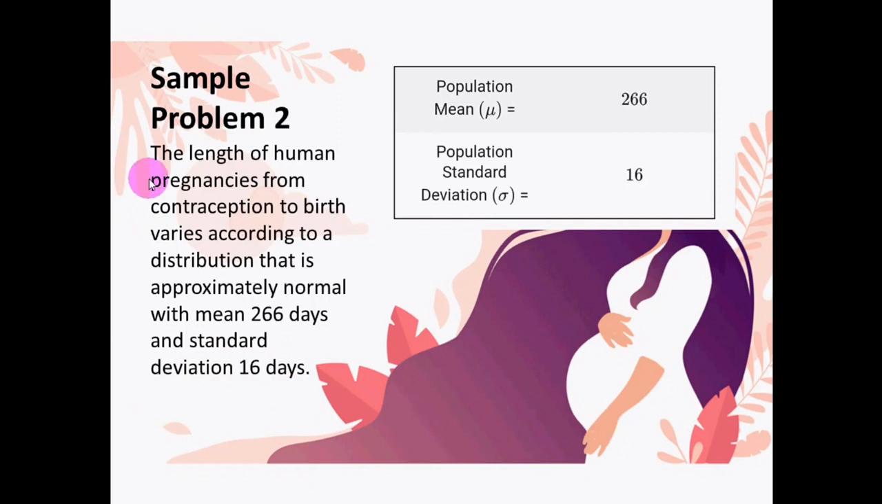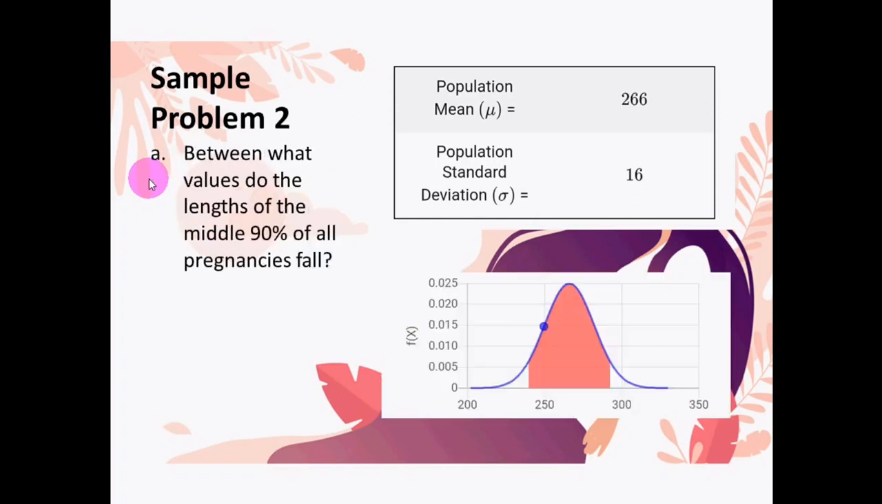Okay, we have here another problem. The length of human pregnancies from contraception to birth varies according to a distribution that is approximately normal with mean 266 days and standard deviation of 16 days. Now we have the first question. Between what values do the lengths of the middle 90% of all pregnancies fall? So, what values? Say what values A and B wherein 90% of all pregnancies fall between these two values. And when we say middle 90%, it means the area to the left of A and the area to the right of B are equal.